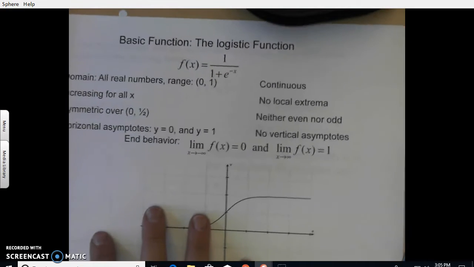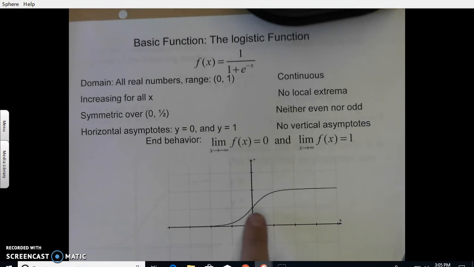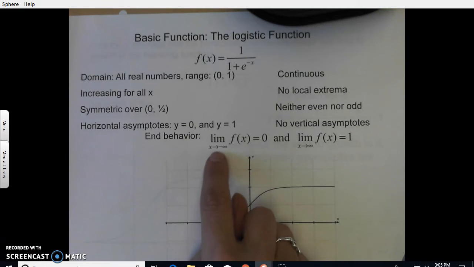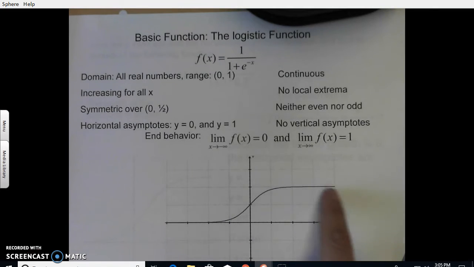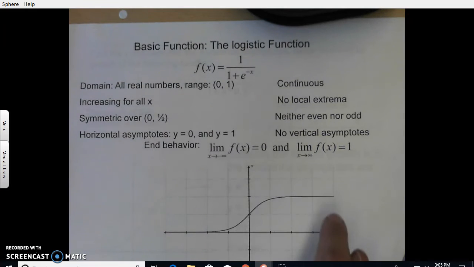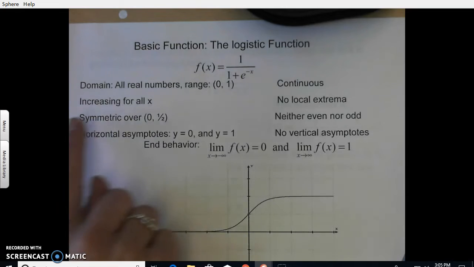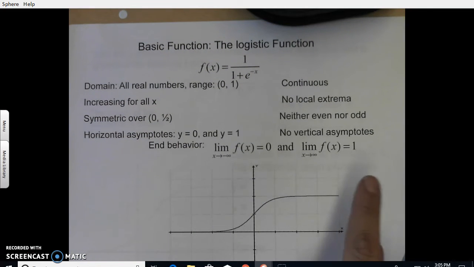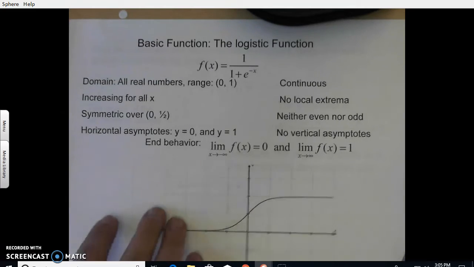The basic logistic function, just to see what it looks like, has this shape. As we go towards negative infinity, our graph is going towards 0, which is our limit as x approaches negative infinity of f of x is equal to 0. As we go towards positive infinity, we are going towards 1, which is our c value, and our range goes from 0 to 1. We are increasing from left to right. We don't really have to worry about symmetry, and our horizontal asymptotes are at 0 and 1.